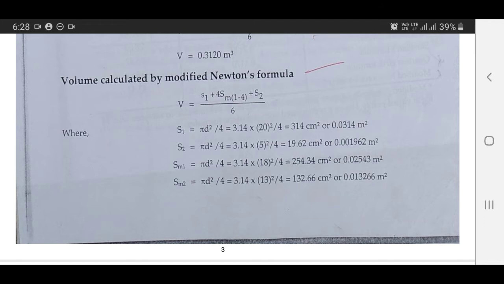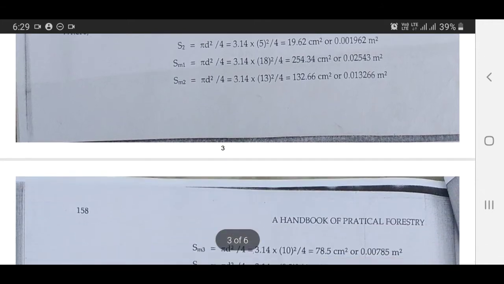SM1: pi d square upon 4, 3.14 into 18 whole square upon 4, it comes to 254.34 square centimeter. SM2: pi d square upon 4, 3.14, 13 whole square upon 4, it comes to 132.66 square centimeter.